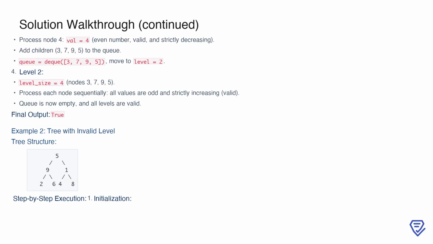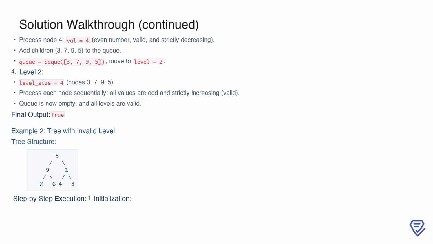Next, we process the second node at level 1, which is 4. The value 4 is even, and since the values on this level must be strictly decreasing, this condition is also satisfied. After processing this level, we add the children of nodes 10 and 4 to the queue, which are 3, 7, 9, and 5, and move to level 2.